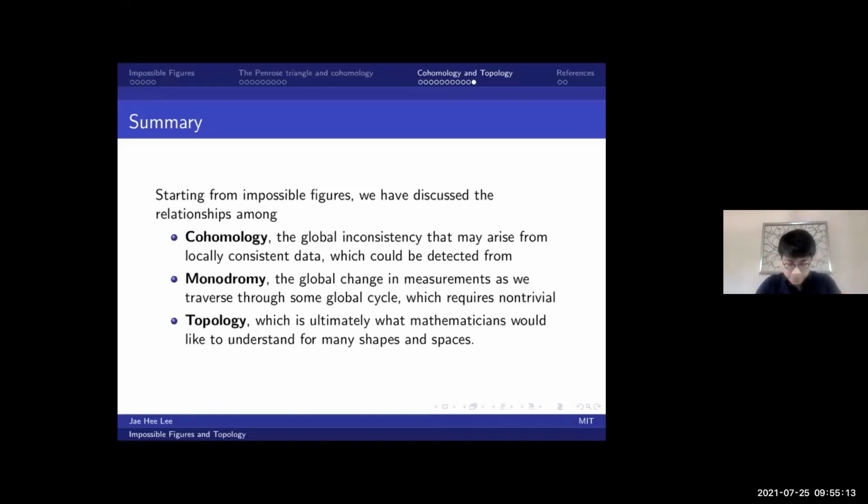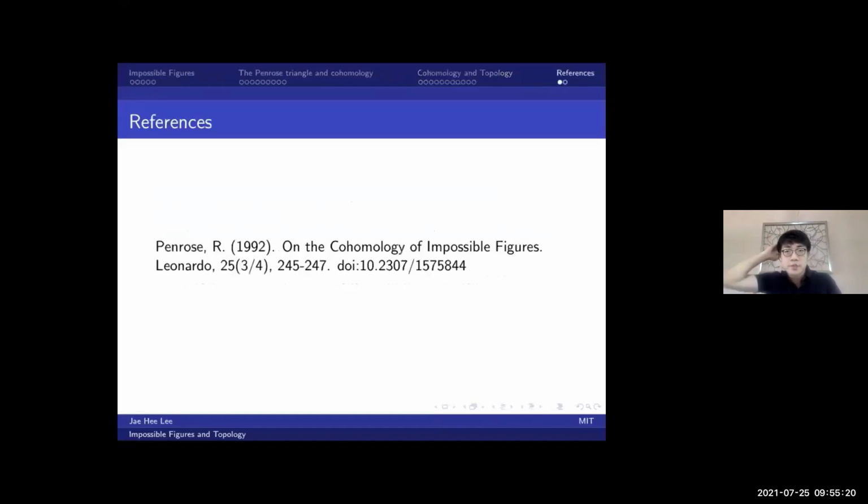So that was the conclusion that I wanted to deliver to you. Okay, so I think that concludes today's talk. A lot of these figures and the explanations about the Čech cohomology of the Penrose triangle come from Penrose's original article on the cohomology of impossible figures. It's not much harder than what we've discussed today. It also has a couple more examples that I wasn't able to cover due to time constraints. So if you're interested in learning more about these, I recommend taking a look at this reference as well. Yeah, so thank you.